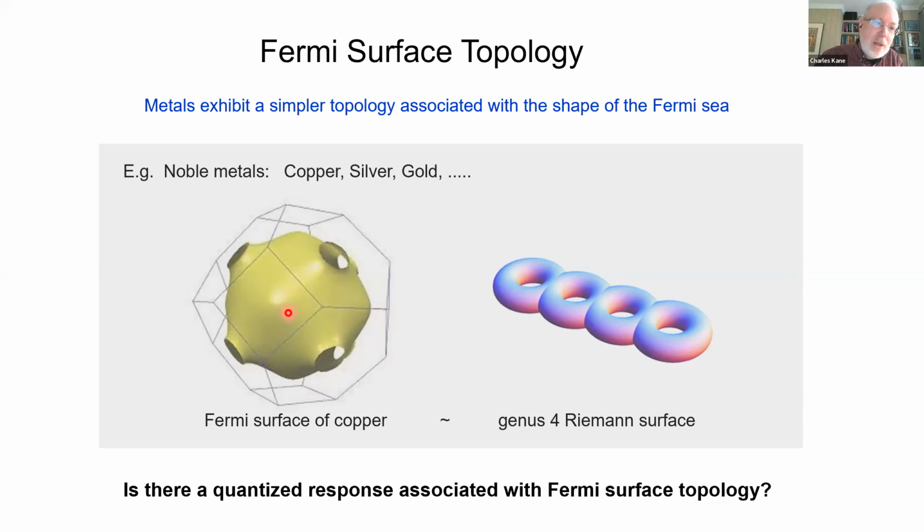What happens in copper is that the Fermi surface is a little bit too big for the Brillouin zone, and so it butts up against the boundary and makes these little necks that span the boundary of the Fermi surface. And so this Fermi surface of copper is a topologically non-trivial surface. A couple of weeks ago, I went to a conference at Berkeley about Chern-Simons theory, basically a bunch of mathematicians, and they were amazed when I told them that the Fermi surface of copper is actually a genus 4 Riemann surface.